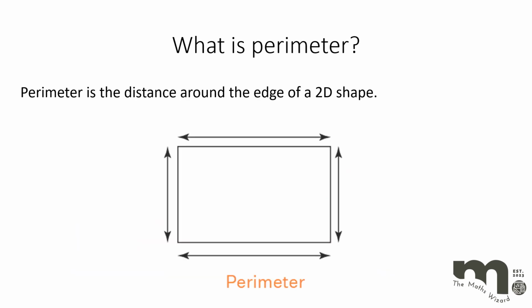Perimeter is just the distance around the edge of a 2D shape. As you can see from this little diagram of this rectangle, if you were to find the perimeter of it, you would just add together all of the sides and that will tell you the perimeter.